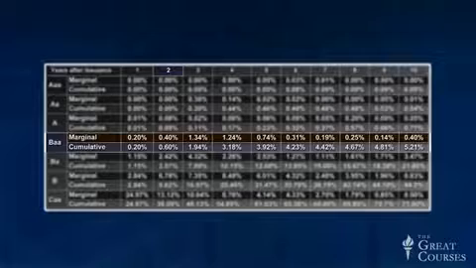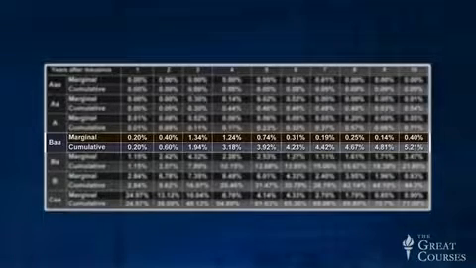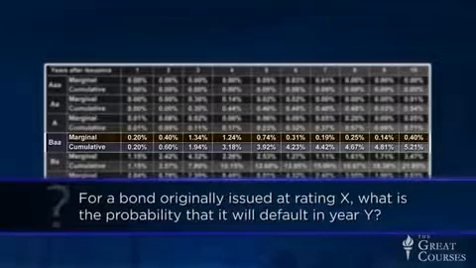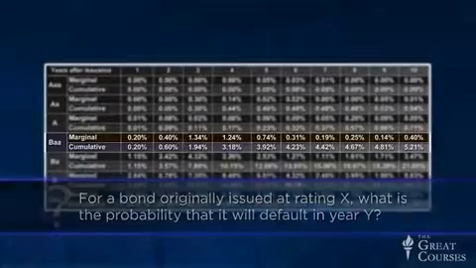By subtracting the entry in the column to the immediate left of a given entry within that given row, you determine the probability an issue of that rating will default in the year corresponding to that column. This is called the incremental or marginal probability of default for that year for that original rating. The marginal probabilities obtained from a matrix are the answer to the following question. For a bond originally issued at rating X, what is the probability that it will default in year Y of its life? Not before, but in that year.